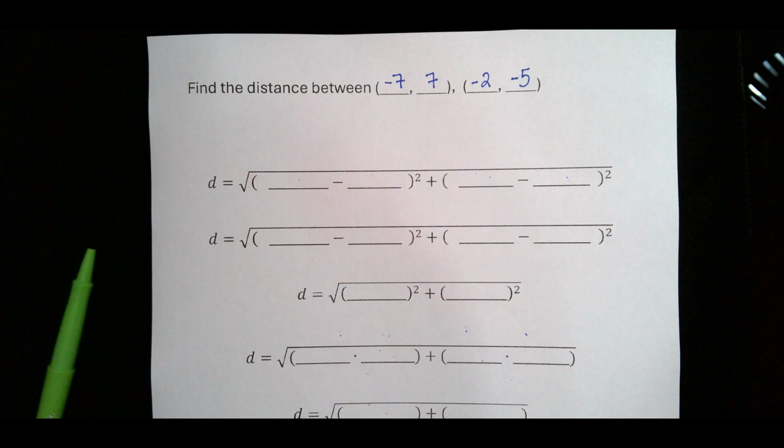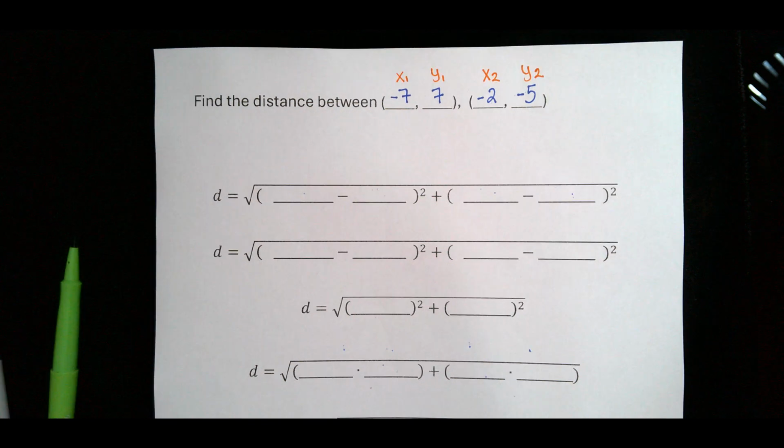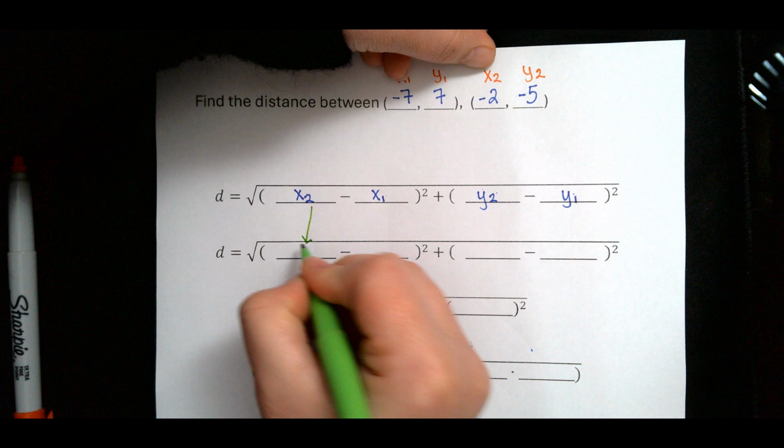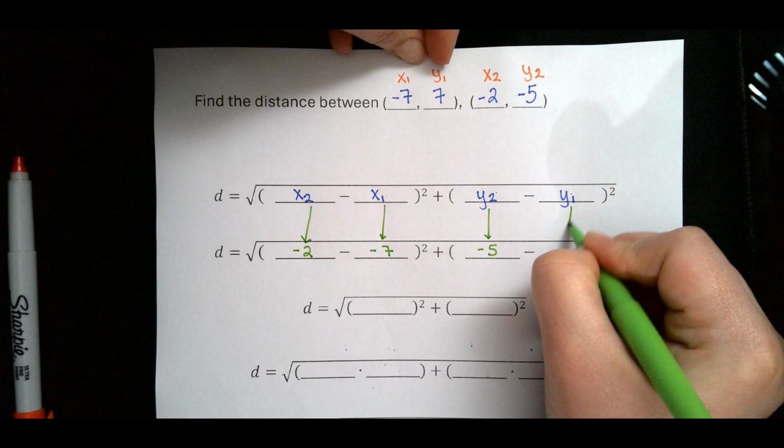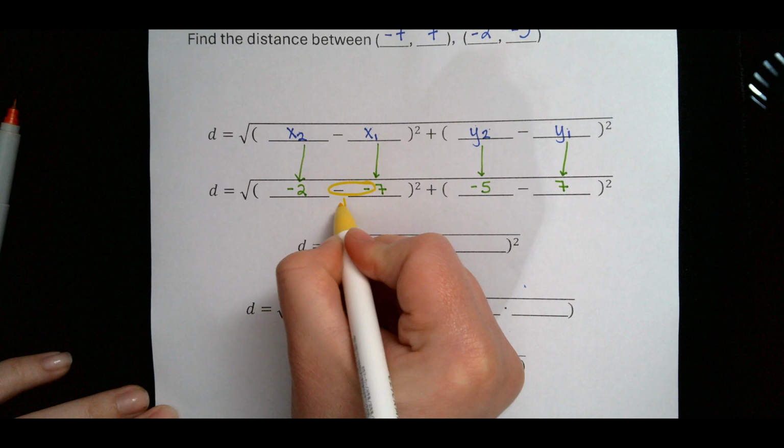Let's write out our formula. Here's our formula. X2 minus x1 squared. X2 is -2. X1 was -7. Y2 was -5. Y1 is +7. I do see that we have a double negative here, so that means we are now going to change that to adding. These are gone. This is not a double negative.